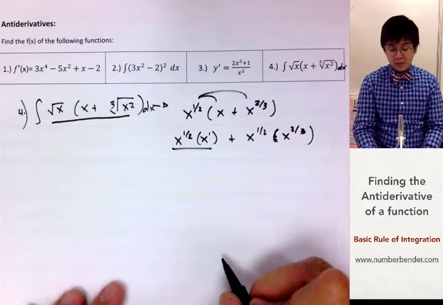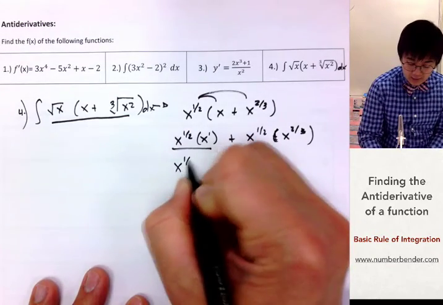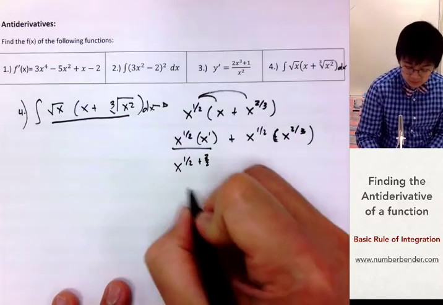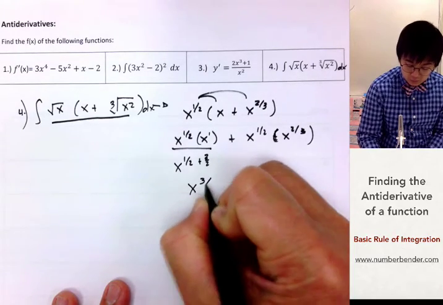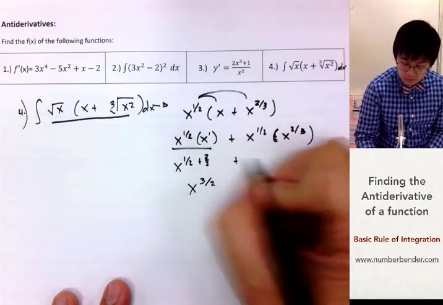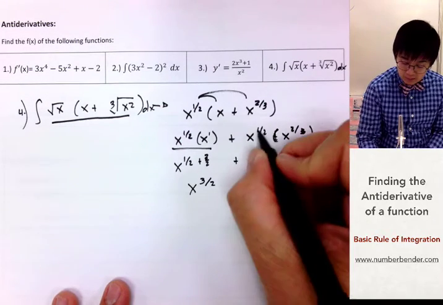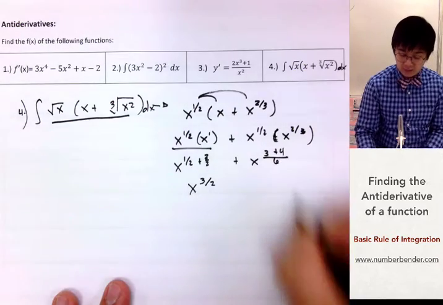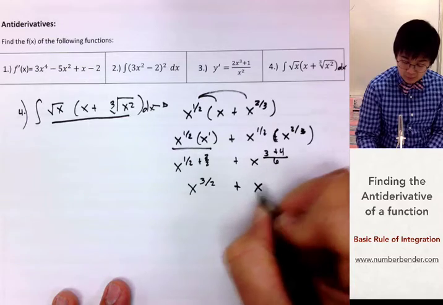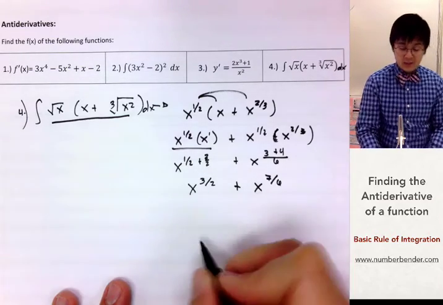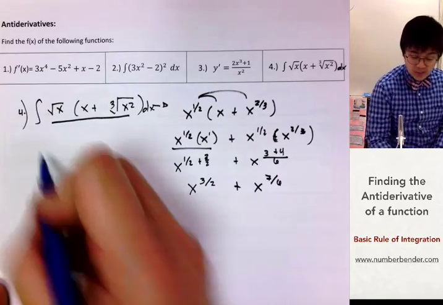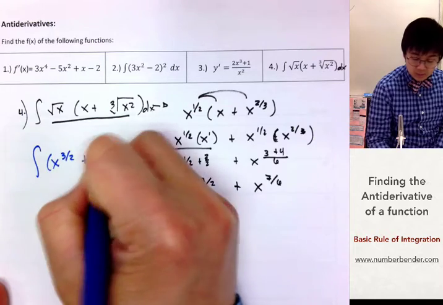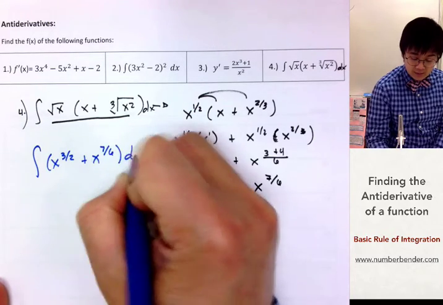By adding our exponents, x to the 1/2 plus 2 over 2, so that we have the same denominator, is simply equal to x raised to 3 over 2. And for this one, x raised to 3 times 1 is 3 plus 4, 2 times 3 is 6, so this one will be x raised to 7 over 6. Our modified function this time will be the integral of x raised to 3 over 2 plus x raised to 7 over 6 dx.